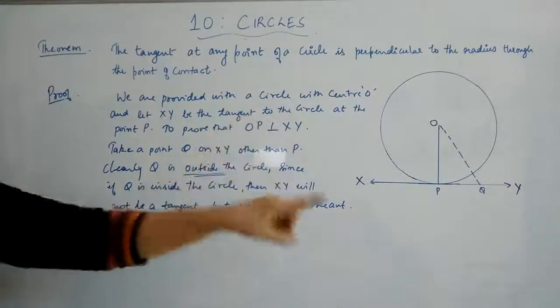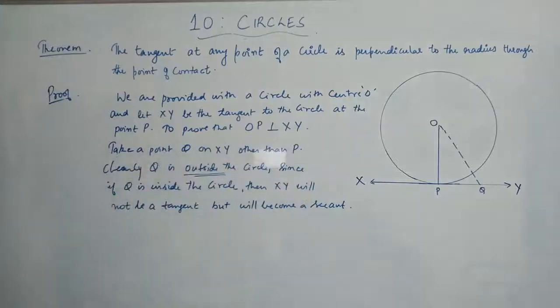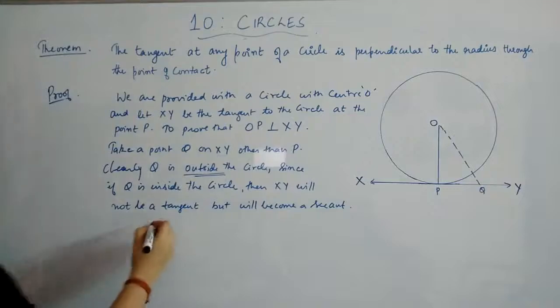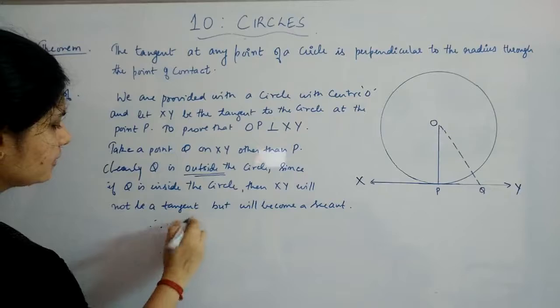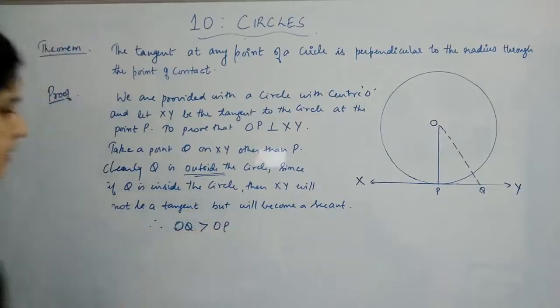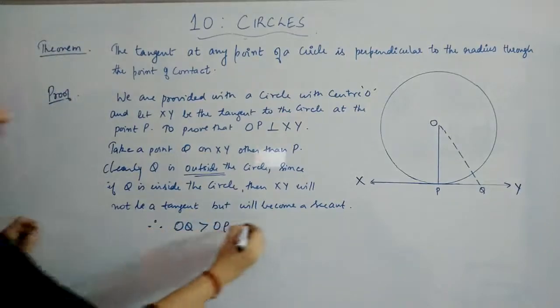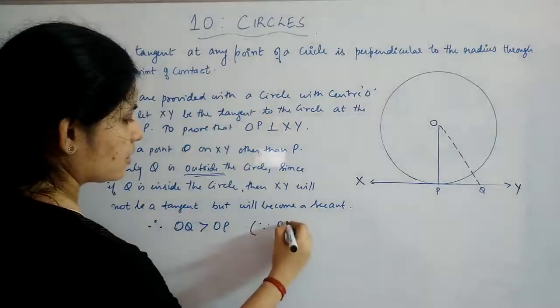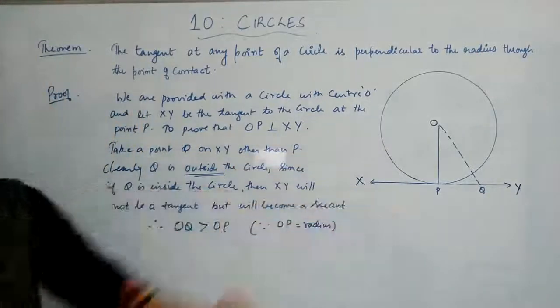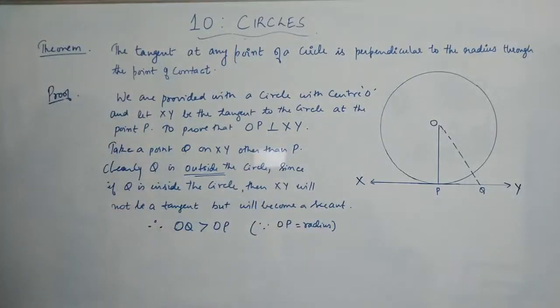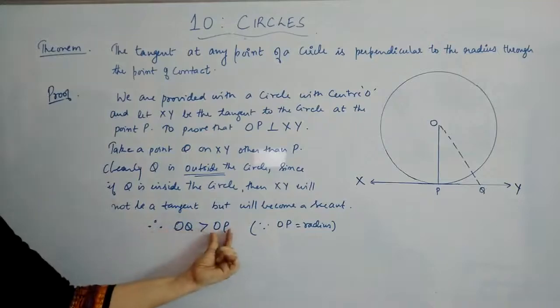Now since it is outside the circle and OP is the radius, we can say that the distance OP is smaller than OQ, or OQ will be greater than OP, right? So what we can say is OQ is greater than OP. Since OP is the radius and Q is outside the circle, you will have OQ greater than OP. This distance will be bigger than this distance, right?